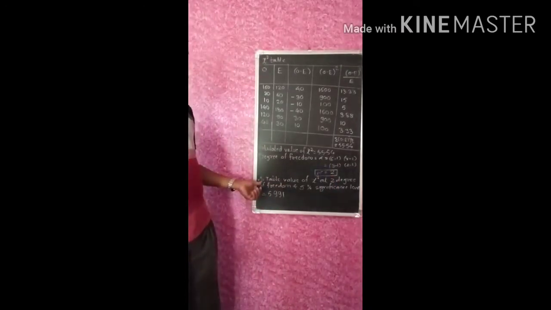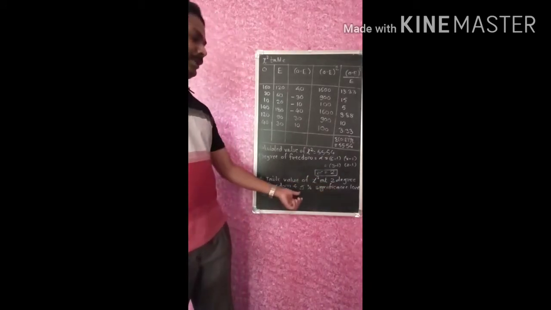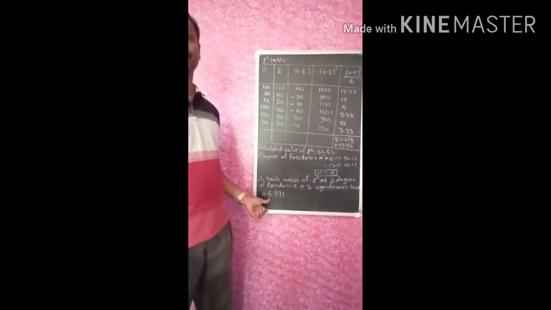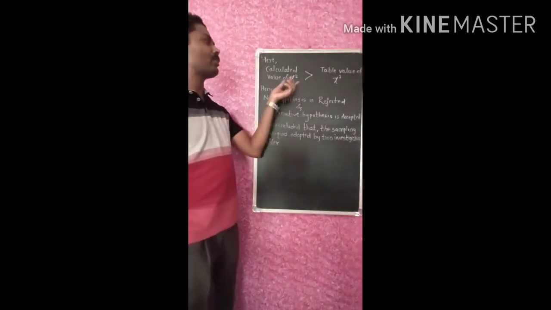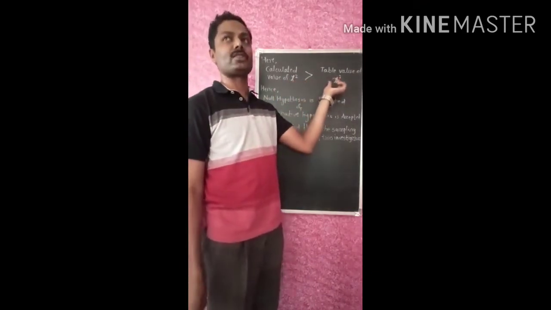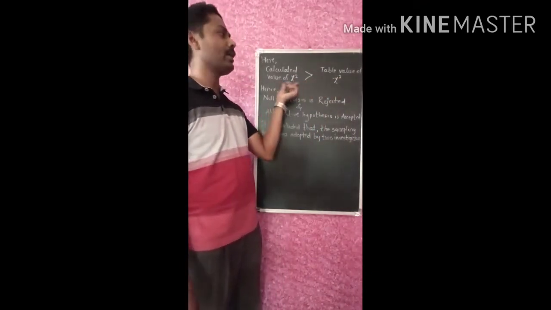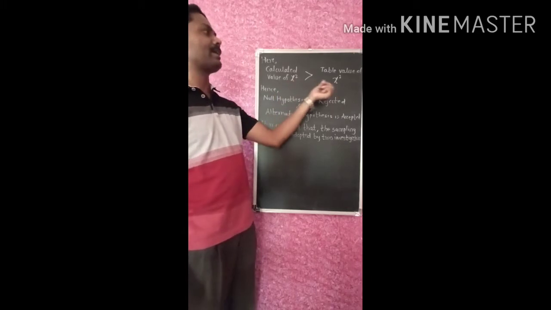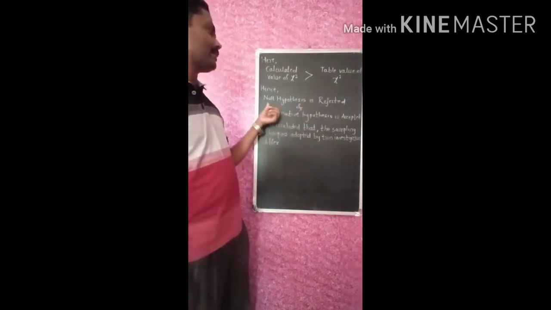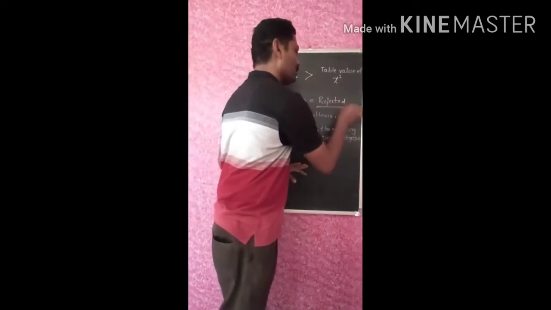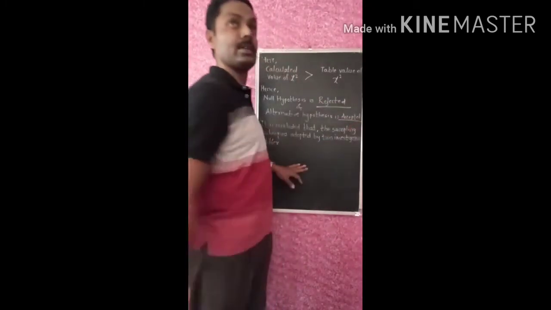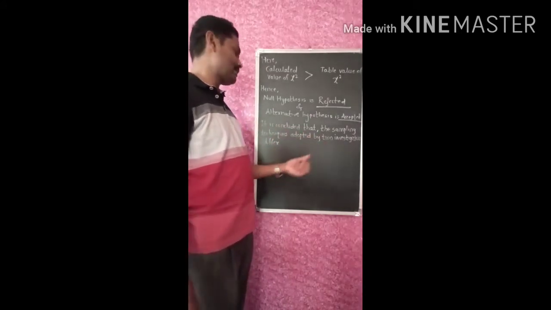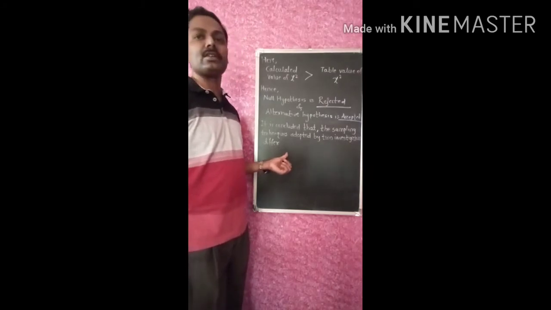It means that the table value of chi-square at 2 degree of freedom and 5% level of significance is 5.991. So here calculated value of chi-square is greater than the table value of chi-square. Calculated value is 55.54 and table value is 5.99. It clearly shows that calculated value of chi-square is greater than table value of chi-square. It means that null hypothesis is rejected and alternative hypothesis is accepted. So we are accepting alternative hypothesis. Therefore, it is concluded that the sampling techniques adopted by two investigators differ.